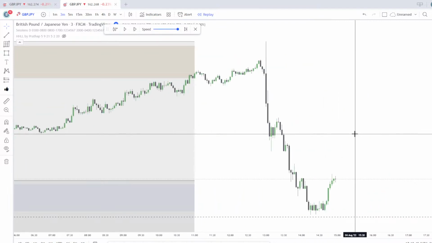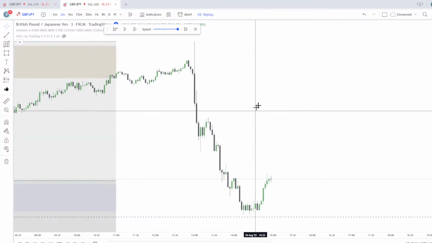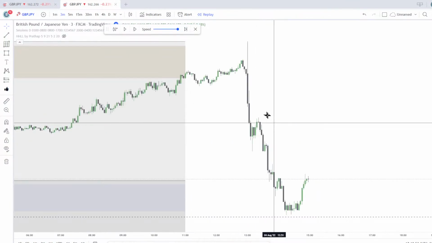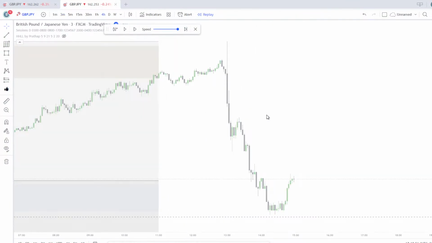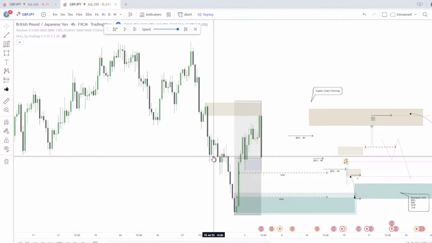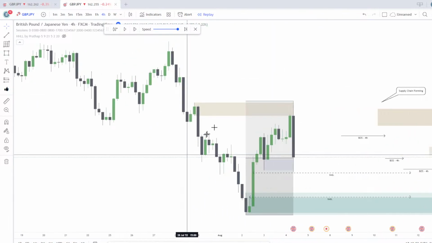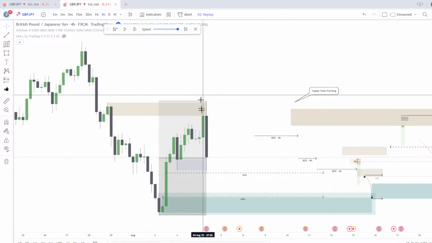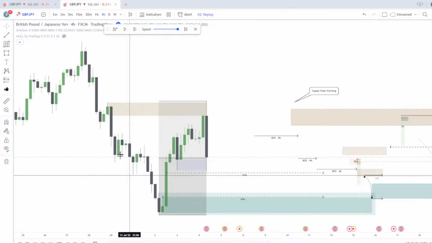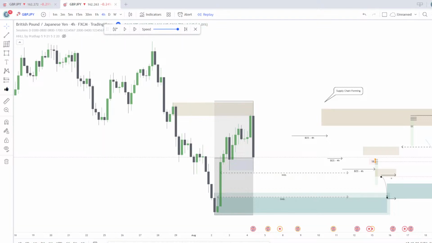Okay, I would not have got an entry here. This is messy, bro. That's messy. 240. Let's have a look. Yeah, no, but there's no real demand zone there, bro. No, supply, bro. Short supply that broke the structure here. I was looking for a short.